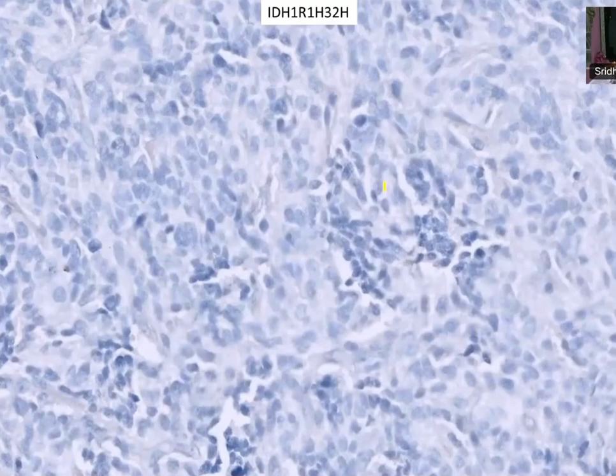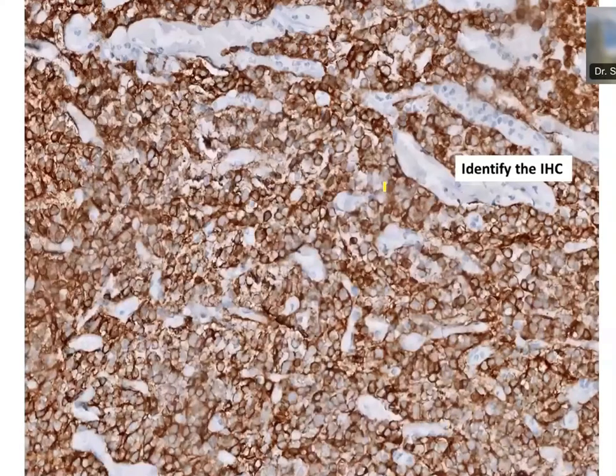So this is IDH anyway. We have done IDH. IDH is negative. So if you're thinking of ependymoma, what is this marker? One of these markers is positive or negative? It is positive. But what is the marker? Which marker is likely to be?